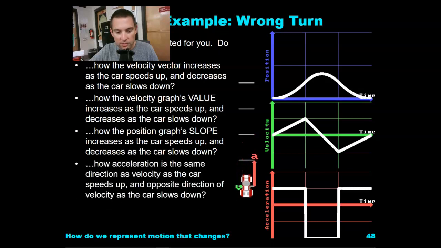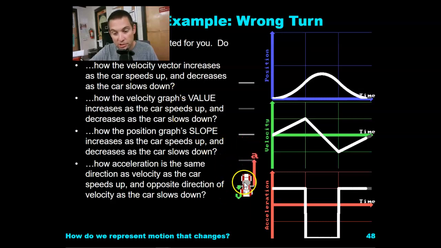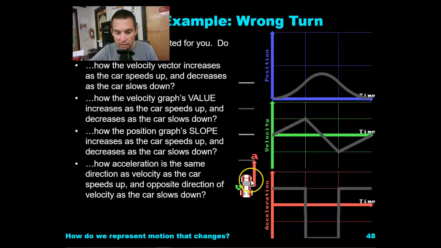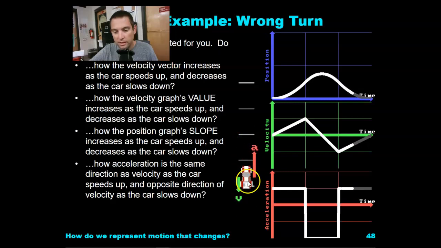Notice how acceleration is the same direction as velocity as the car speeds up and opposite direction of velocity as the car slows down. This is a really good chance to take a look at that. Acceleration in the same direction as velocity, we're speeding up. Acceleration in the opposite direction as velocity, we slow down. And then we speed back up, and then we slow back down.